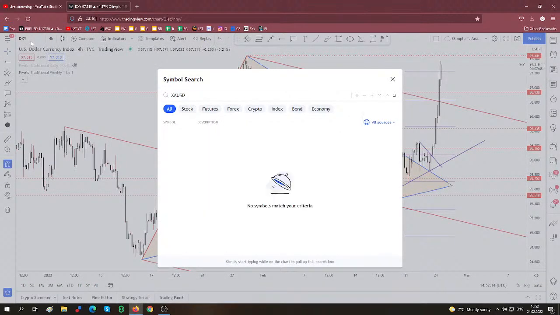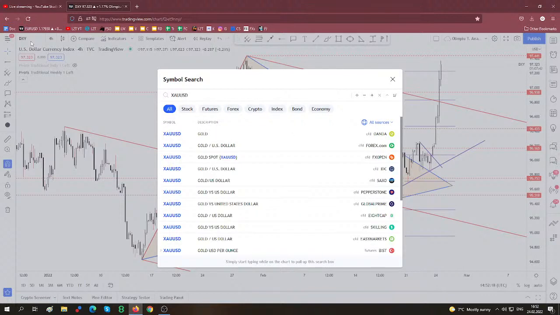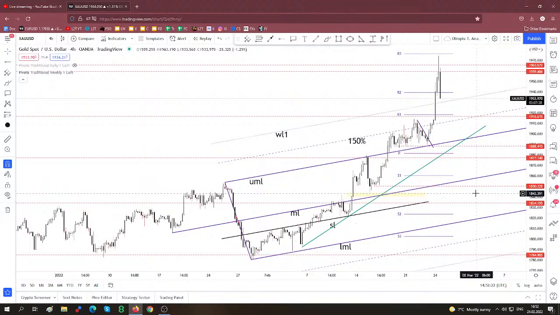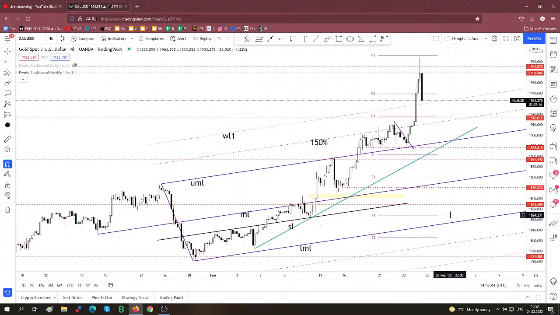So let's take a look at gold as well, because maybe you're interested in gold. Right now you can see a strong sell-off here on gold, after reaching 1974.48. Right now, guys, it's really important for you to understand that it's risky to go long or go short.